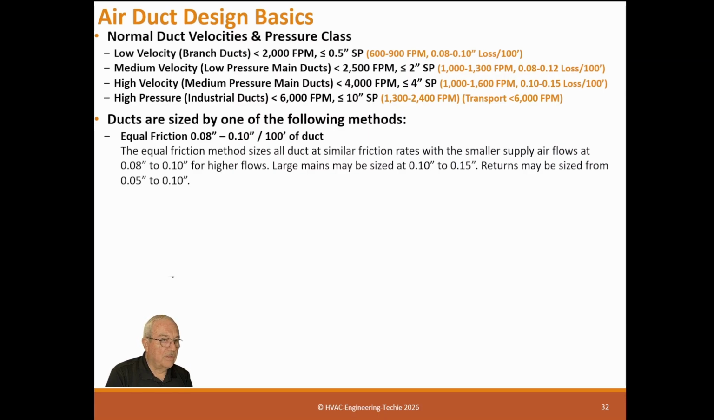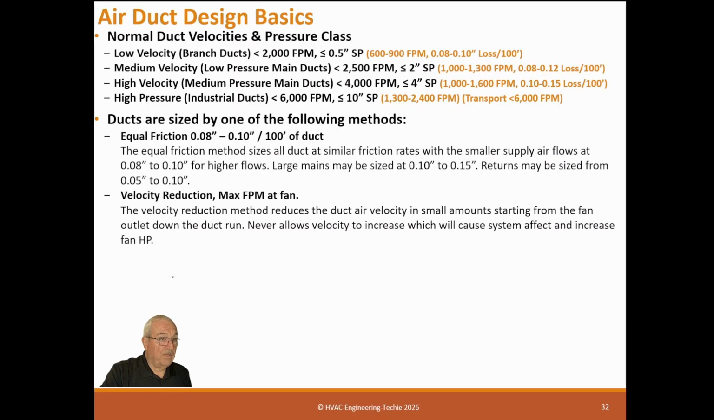So the suctions are sized at lower velocity because a fan is more susceptible to disruption on the suction side than it is on the discharge side. So you want to have a nice even flow on the suction side. You want to have it on the supply too, but suction is actually more critical. Velocity reduction may maximum be at the fan.